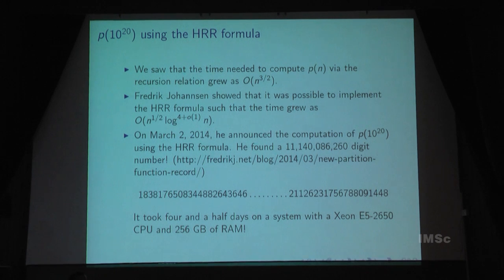So the number of bits in the partitions of n goes as n power half. So if you find anything which goes like n power half, it's optimal. Up to the log n's, his method is almost optimal. So he was able to compute p of 10 power 20 using the HRR formula, and this was only fairly recently, on March 2nd, 2014.